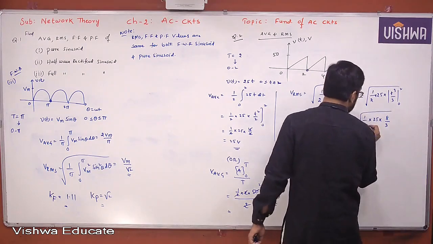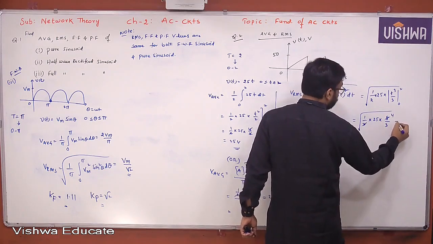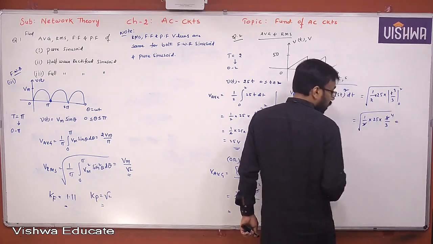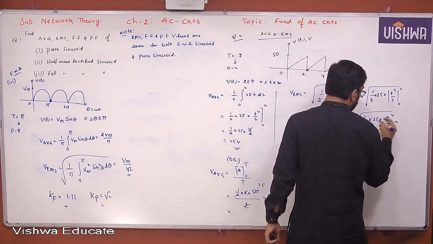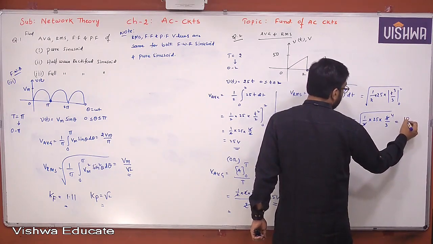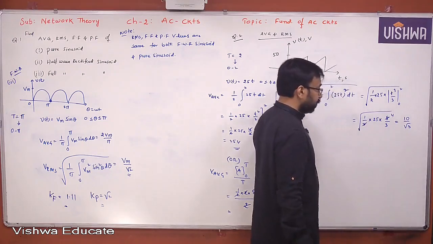Now here 2 4 ja. What do you get? 25. Root is nothing but 5. 4 is nothing but what? Root of 4 is nothing but 2. So 5 into 2, that is nothing but what? 10 by root 3. This is what you get. Yes or no, all of you?